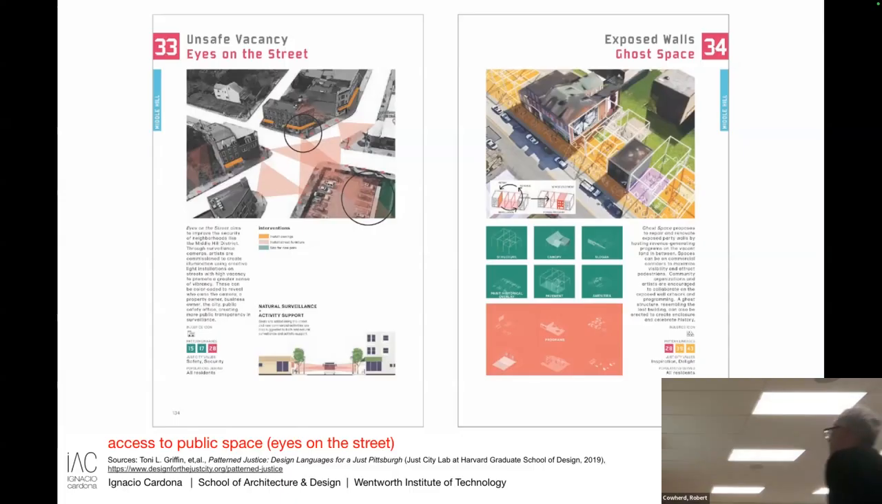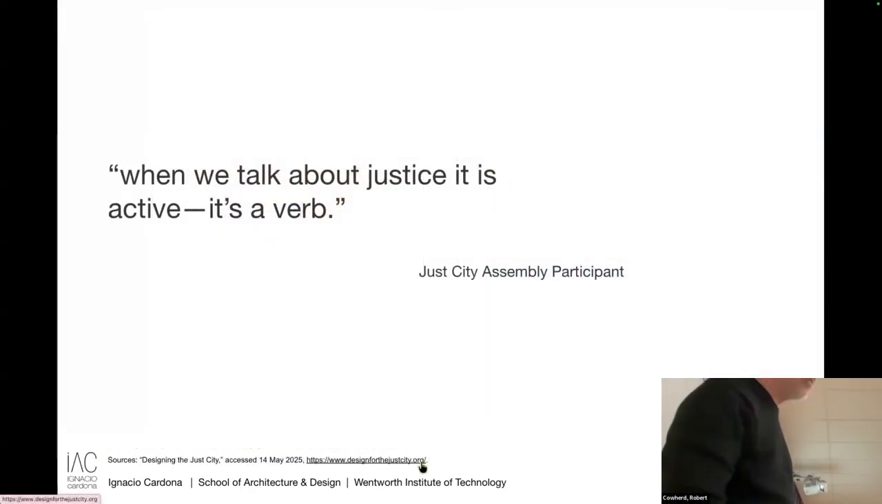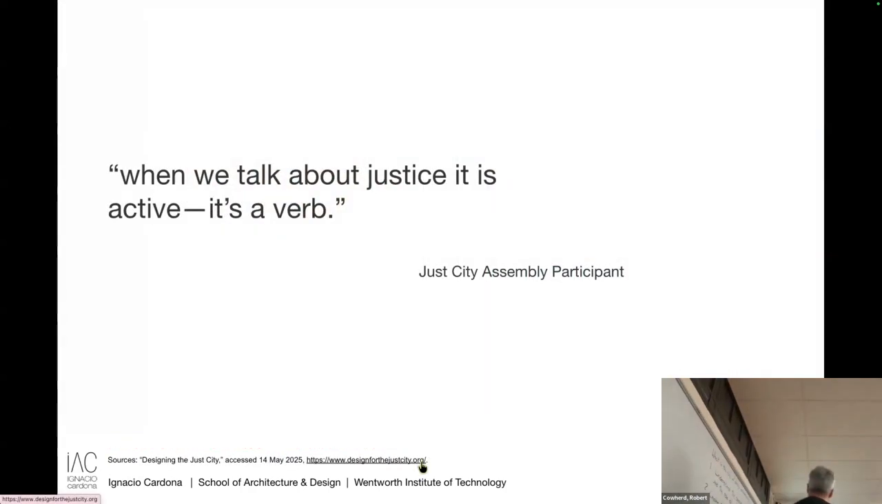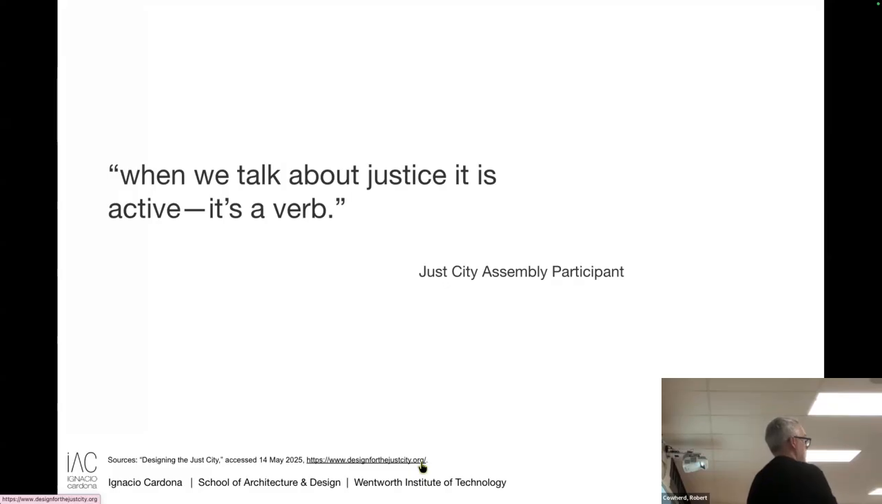So you discover that eyes on the street is really important. You understand what eyes on the street means. And then you find an example where eyes on the street is working, and you analyze how this is working. Oh, that's great. Thank you. Because at the end, and that's my last slide, we have to understand that justice is active. It's something that we do. It's not a concept. It's a verb. It's something that we do.